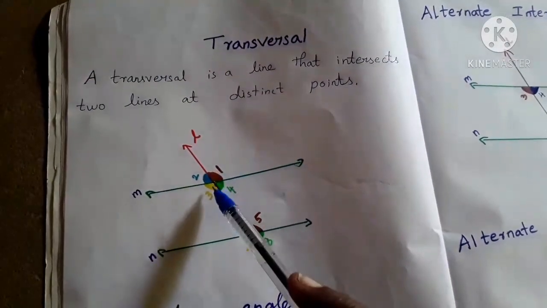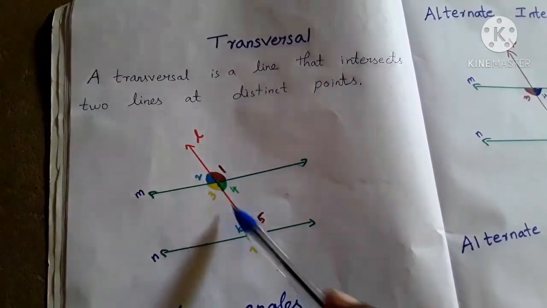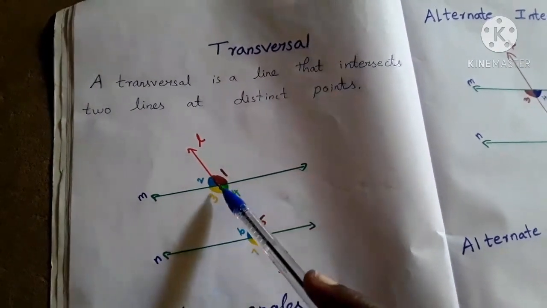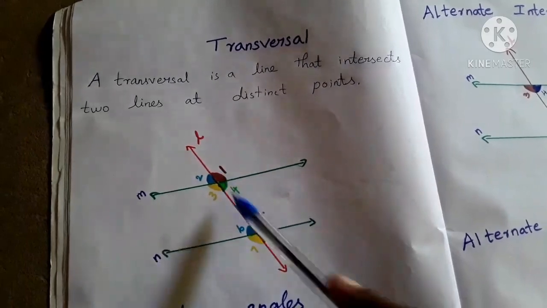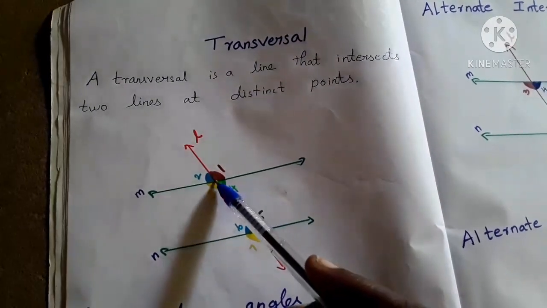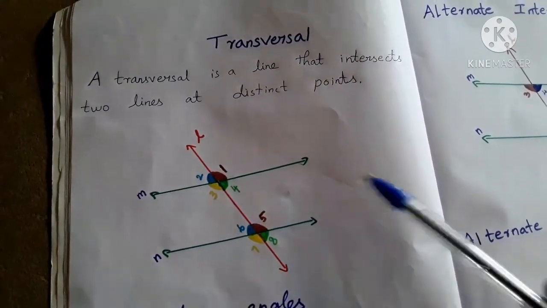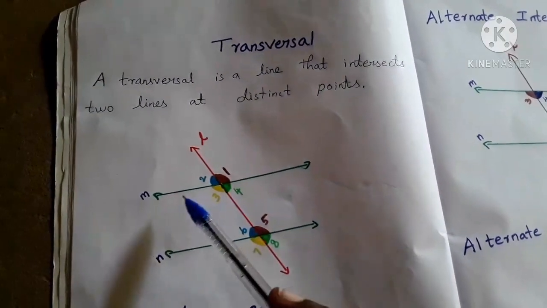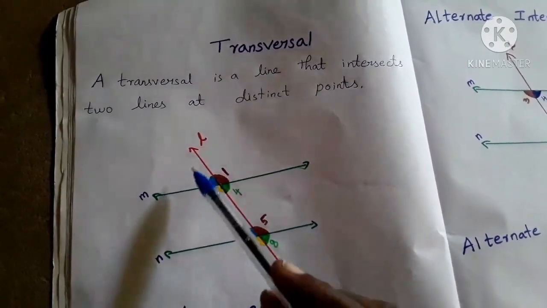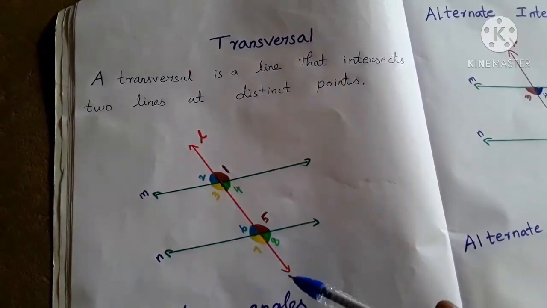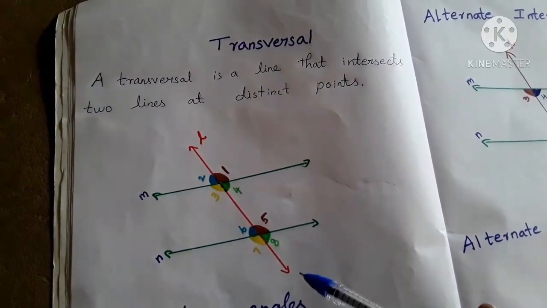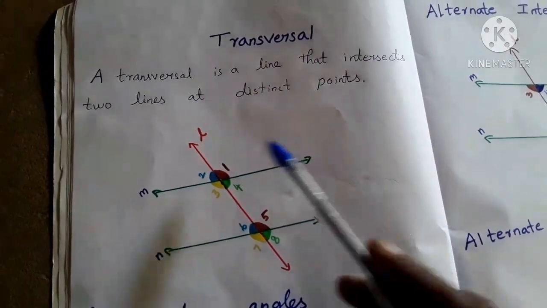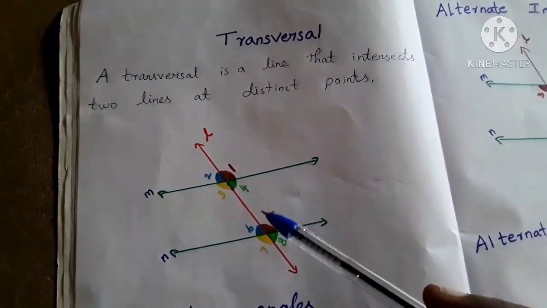What is a transversal? A transversal is a line that intersects two lines at distinct points. So this line is called the transversal. When the transversal intersects the two parallel lines, 8 angles are formed.